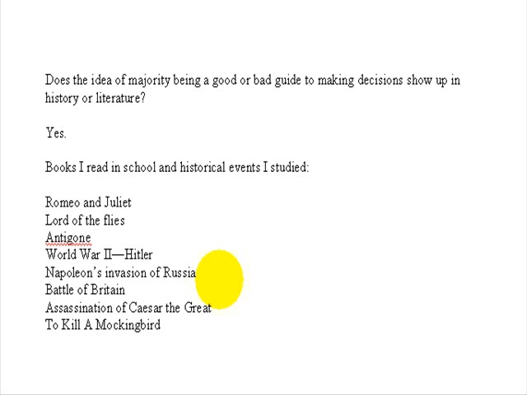Now what you want to do is, remember our concept here, majority rule. Is it a good guide to making decisions? Let's look. Does the concept of majority rule show up in Romeo and Juliet? You should be able to say yes or no. I don't know if it really shows up to me. I mean, maybe you'll find something, but I personally don't see something. But how about Lord of the Flies? Was there a majority rule? Majorities making decisions? They did have the conch shell.